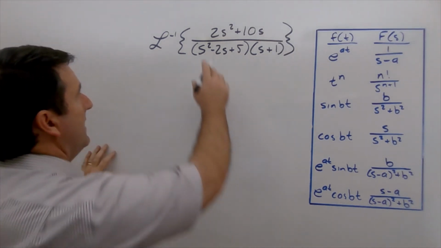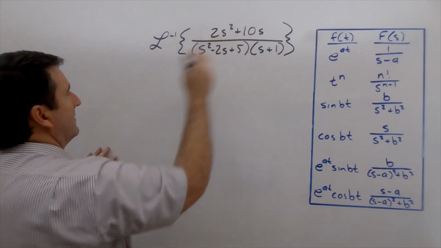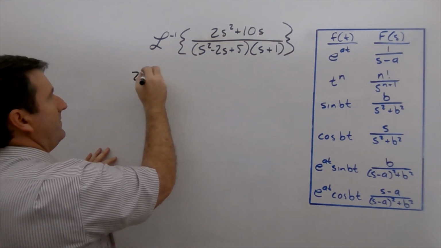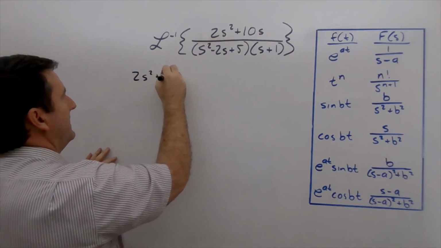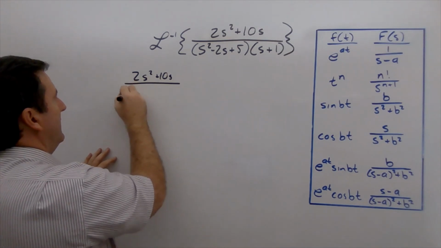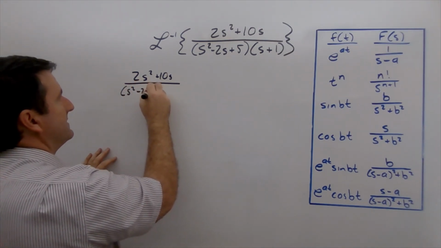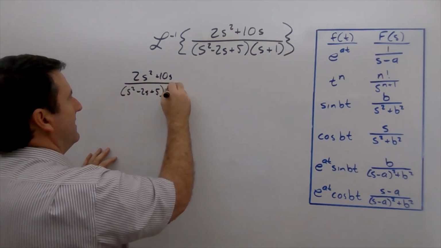We're going to start off, as before, by taking this whole function, 2s squared plus 10s over s squared minus 2s plus 5 times s plus 1.